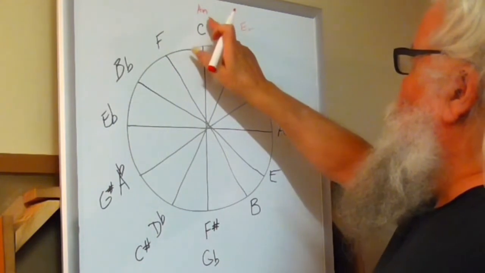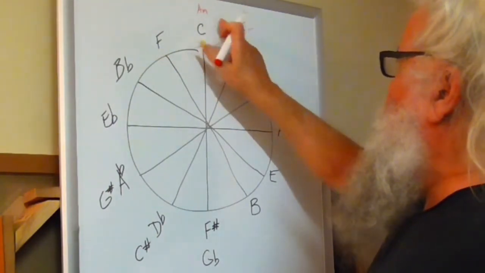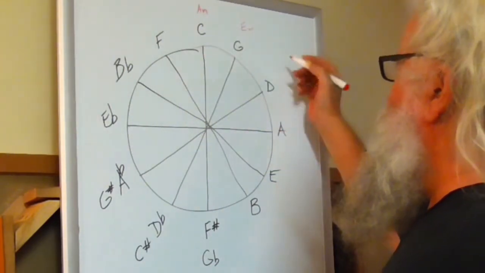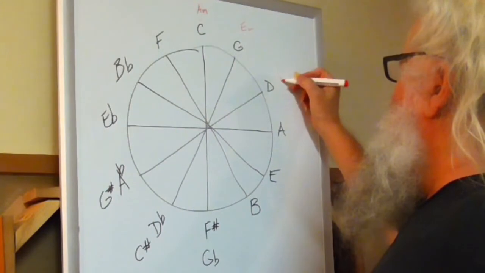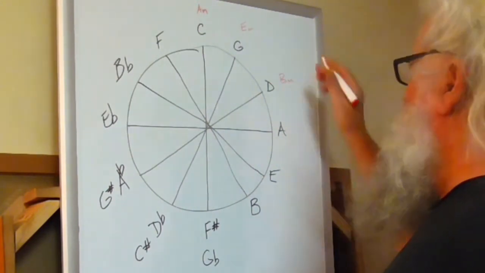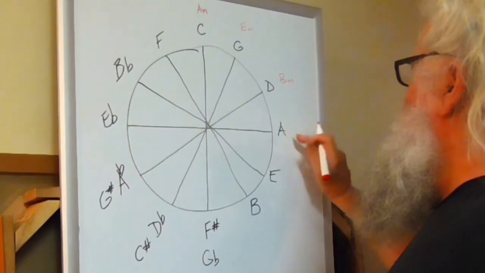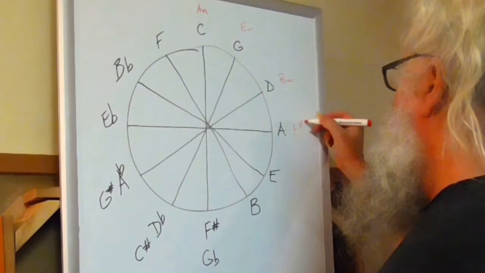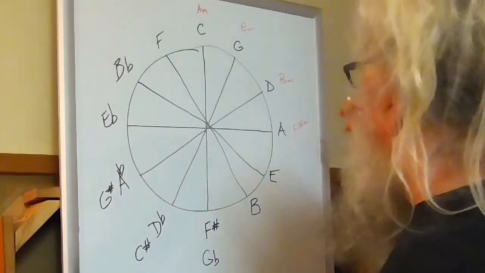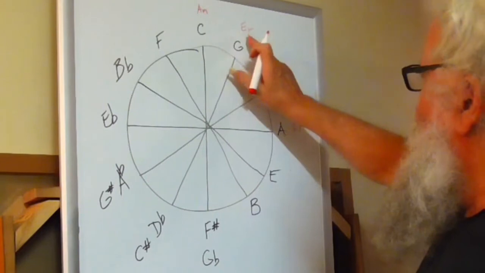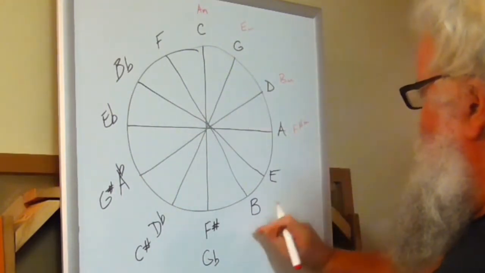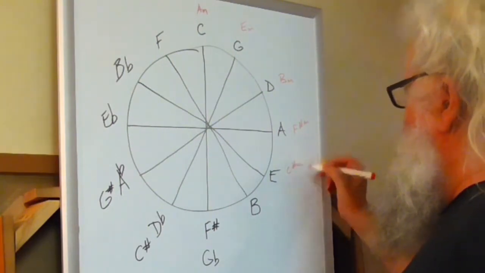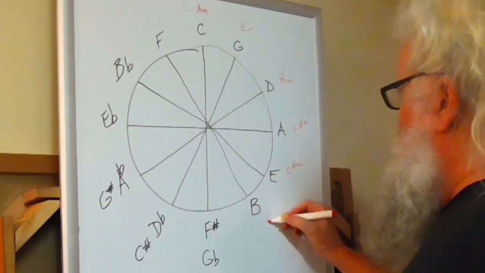Now A minor, E minor, or A, E, E is the fifth of A minor, so they're consistent. So this is B minor, relative minor to D. This is F sharp minor. You see, this is consistent with A minor, E minor, B, so C sharp minor, G sharp minor.